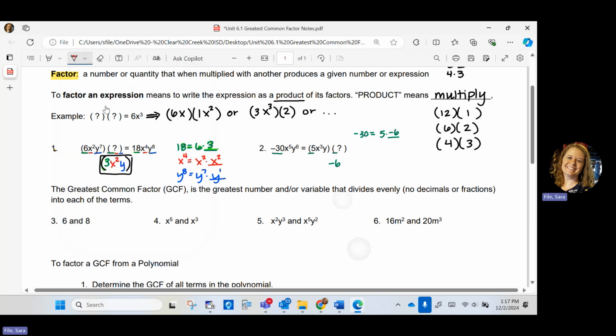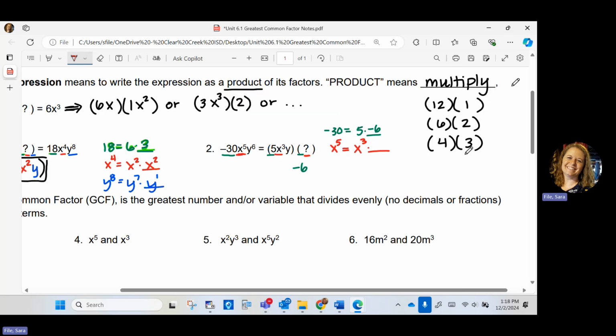Okay, now let's look at the x's. I want it to equal x to the 5th. I've got x cubed, so what x term am I missing? I want to equal the power of 5, and I've got a power of 3. What's missing here? X squared. Because again, remember, they're being added. So x squared, because the 3 and the 2 would add to the 5.